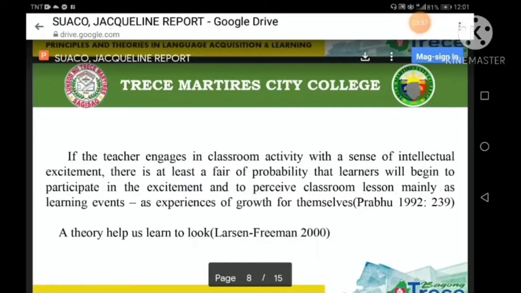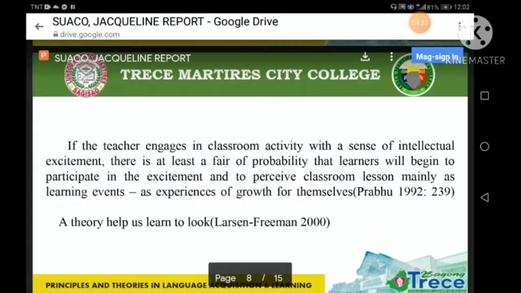Next, if the teacher engages in classroom activity with a sense of intellectual excitement, there is at least a fair probability that learners will begin to participate in the excitement and to perceive classroom lessons mainly as learning events and experiences of growth for themselves, according to Prabhu 1992, page 239. Also, a theory helps us learn to look, Larsen-Freeman. So, if you are effective as a teacher, your students will also listen to you. They will not get bored with the discussion. Instead, they will participate.